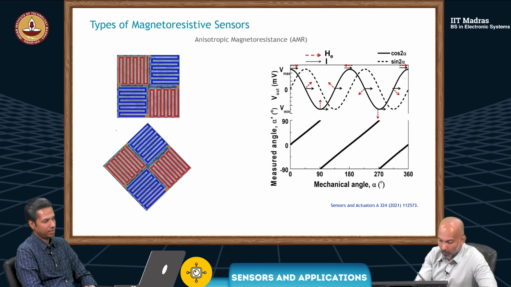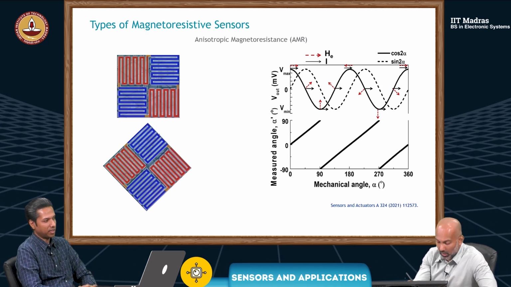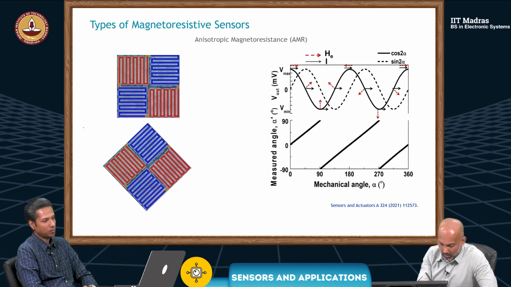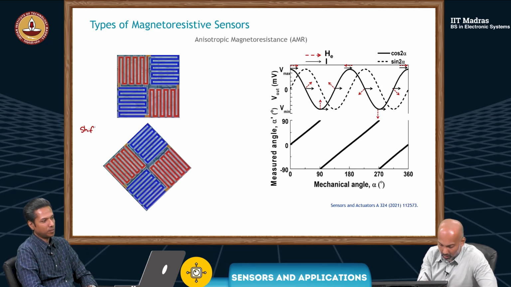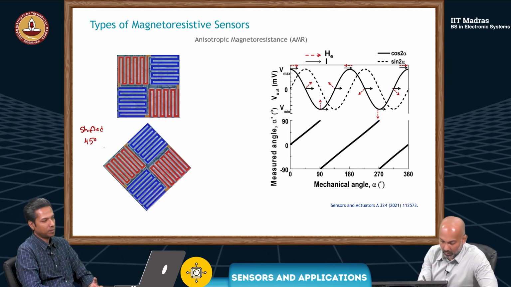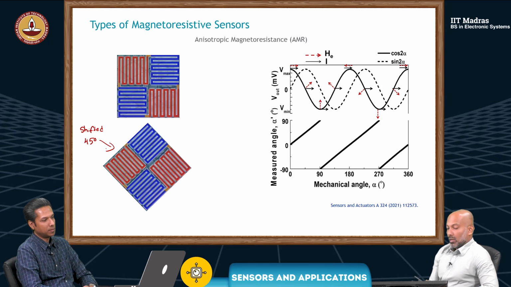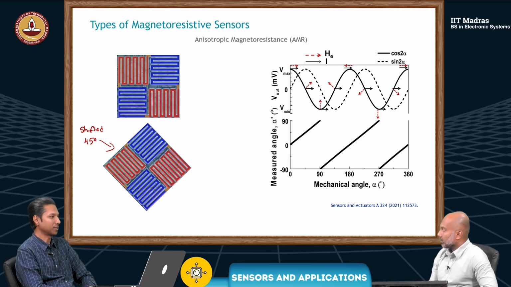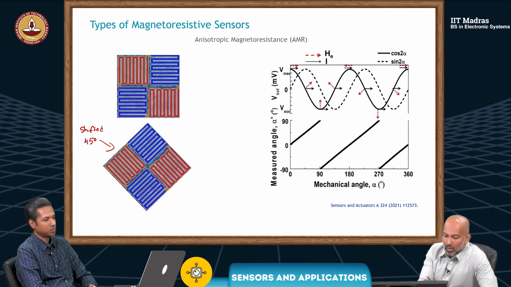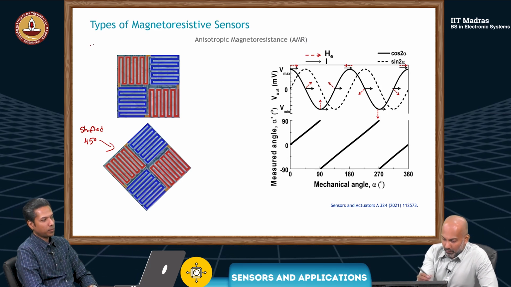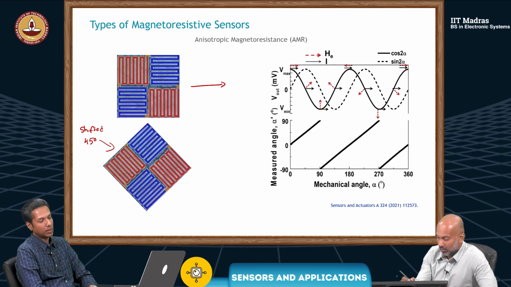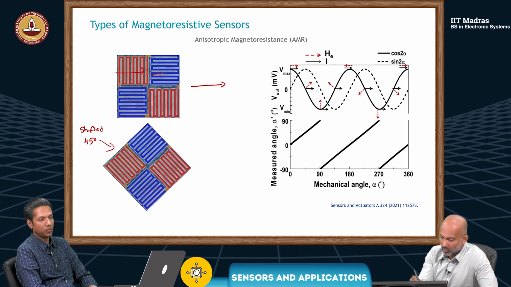It's shifted by 45 degrees. It's like an offset angle that you have introduced. Somehow, we can easily do that, right? Now let's say you apply a magnetic field as you did before in this direction. Then we know we get the same output we discussed.